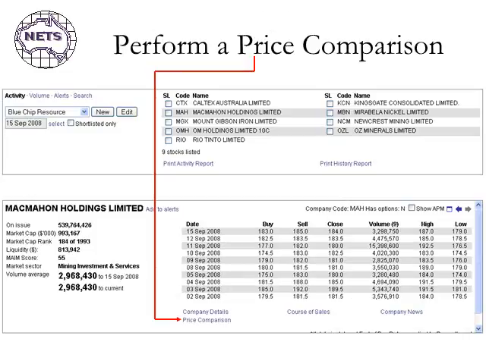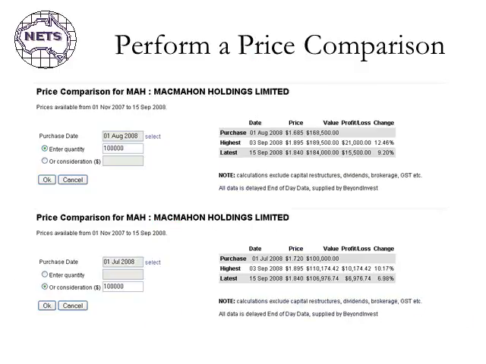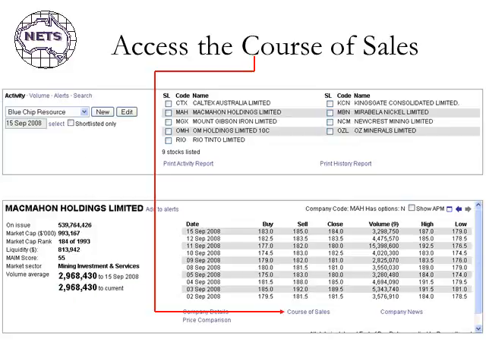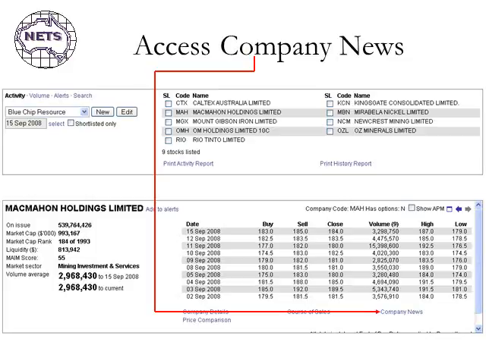Select price comparison to paper trade any stock. Simply select the purchase date and then either the quantity of shares to be purchased or the amount of money to be traded. Click on Course of Sales to access the intraday trading details of the company. Click on Company News to be connected directly to the Australian Stock Exchange's Company Announcement section.